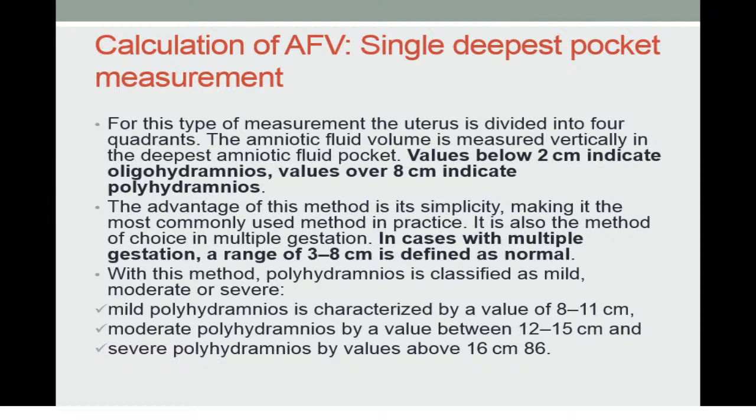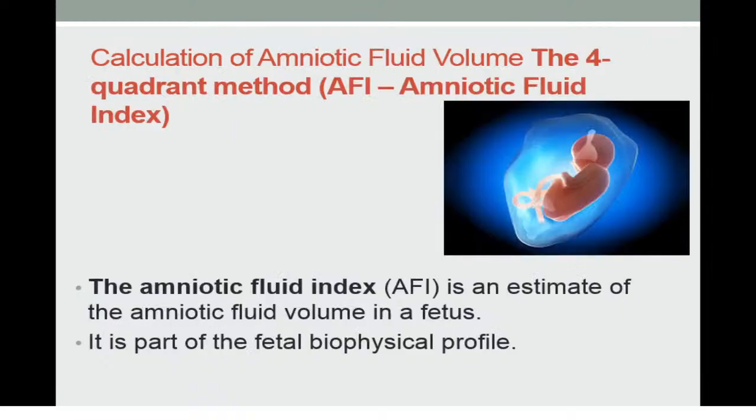It is also the method of choice in multiple gestation. In cases with multiple gestation, a range of 3 to 8 centimeters is defined as normal. With this method, polyhydramnios is classified as mild, moderate, or severe. Mild polyhydramnios is classified by a value of 8 to 11 centimeters, moderate as a value between 12 to 15 centimeters, and severe above 16 centimeters.